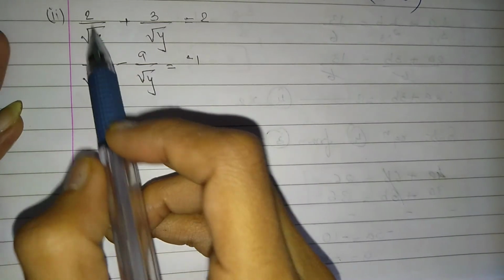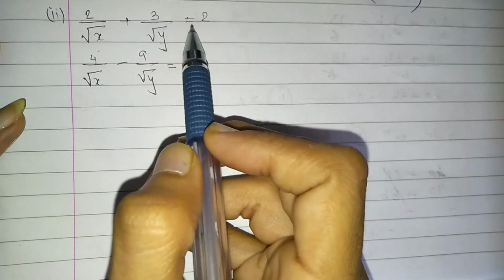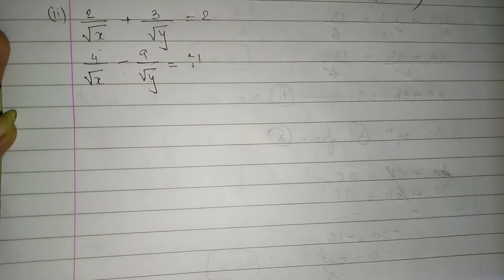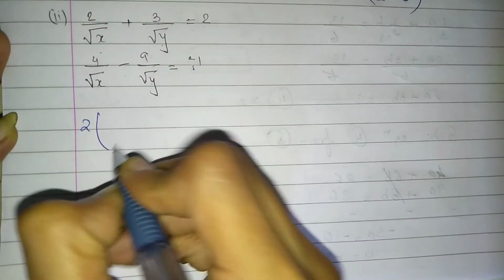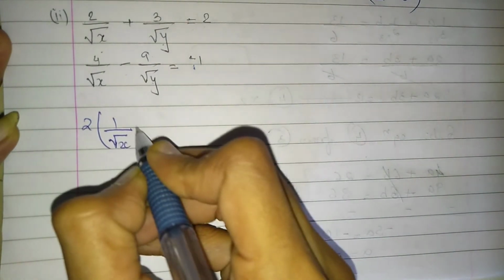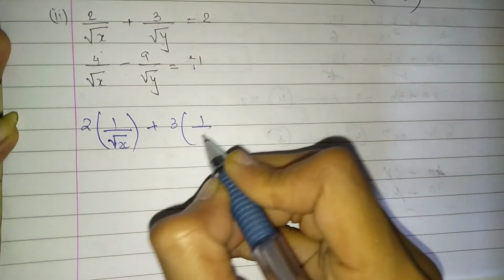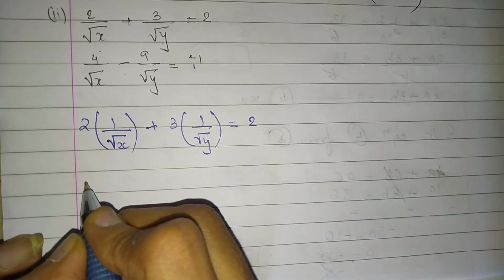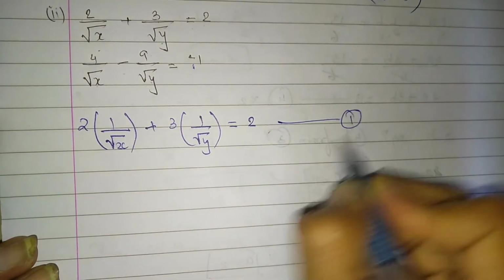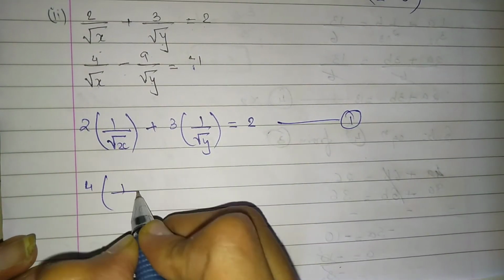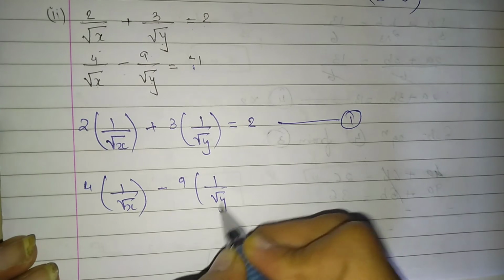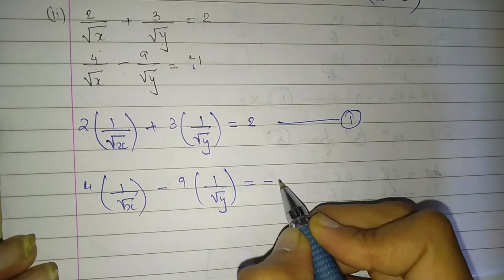Question number 2. 2 upon root x plus 3 upon root y equal to 2. 4 upon root x minus 9 upon root y equal to minus 1. Now here what we have to do? Just common 2. From this one, 2 1 upon root x plus 3 1 upon root y equal to 2. In the same way this also, 4 1 upon root x minus 9 1 upon root y equal to minus 1.